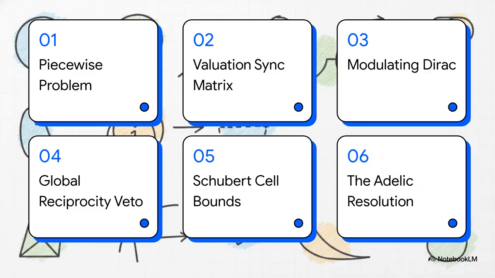So, here's our syllabus for today. First, we'll cover defining the piecewise problem, followed by the valuation synchronization matrix, modulating the Dirac operator, the global reciprocity veto, bounding with Schubert cells, and finally, the Adelic resolution.